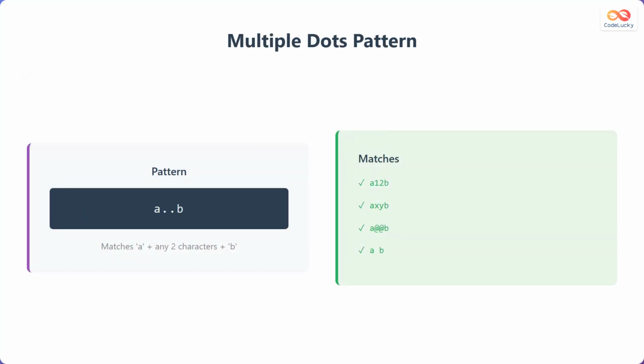You can also use multiple dots in a row to match multiple characters. For instance, the pattern A..B will match any sequence that starts with A, followed by any two characters, and ends with B. This pattern would match strings like A12B, AXYB, A@#B, and A B.